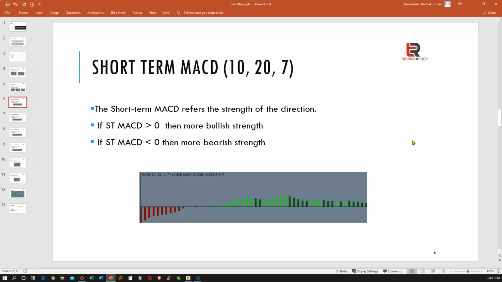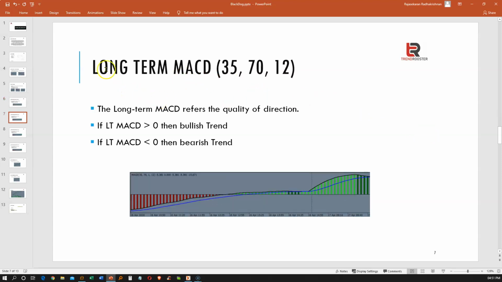Okay, let's move on to the next slide. Long-term MACD. The long-term MACD setting is 35, 70, and 12 period. It uses the MACD and the signal also; the MACD signal is also plotted. If the long-term MACD is greater than 0, then a bullish trend starts. Basically, the bullish trend is when there is a crossover of 35 and 70. Once it crosses over, then you start looking for the trade.